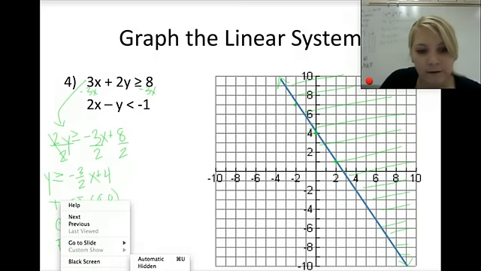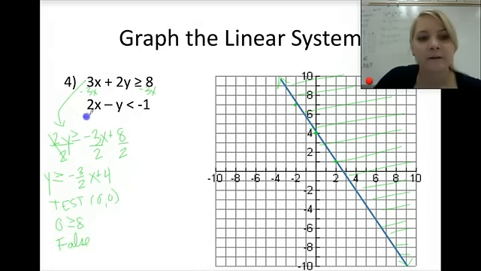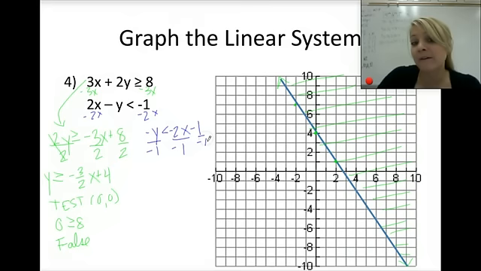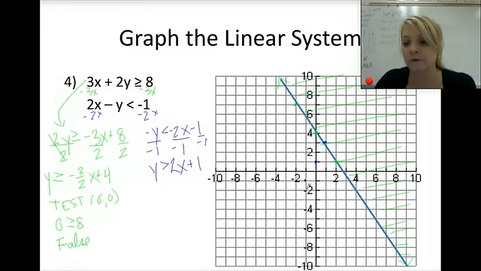And for the next one, I'm going to use the color, we'll go back to blue. First we're going to subtract 2x from both sides. So we get negative y is less than negative 2x minus 1. Then we're dividing both sides by negative 1, but since we're dividing by a negative number, the sign will flip. So this will become y is greater than positive 2x plus 1. So we're going to have a dashed line with a y-intercept at 1 and a slope of 2 over 1. So we'll go up 2 over 1, or we can go down to the left 1.